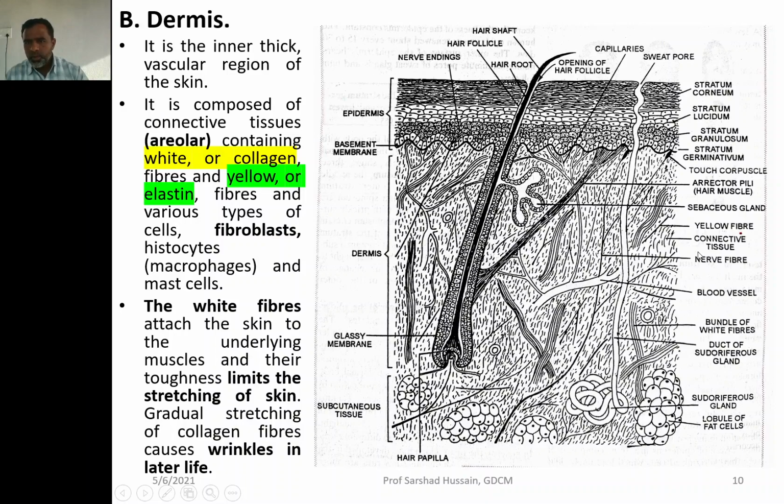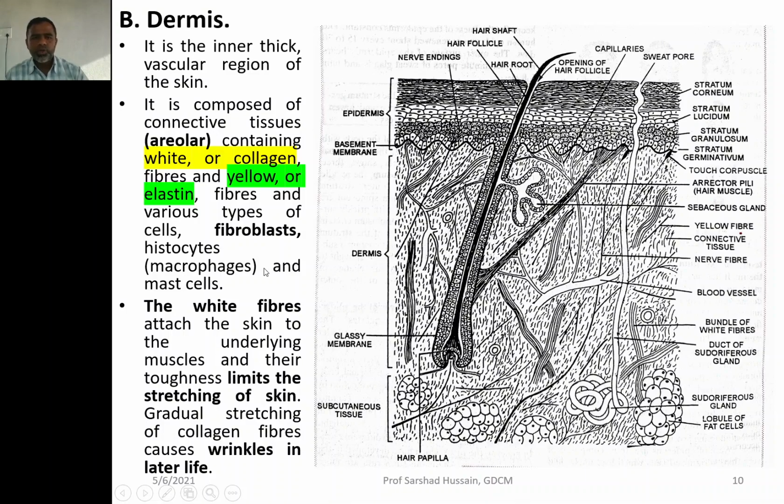It contains the collagen fibers, which are white in color, so called the white fibers. Then you have the yellow or the elastin fibers. You can see these are the yellow or the elastin fibers. These are the bundles of the white fibers or the collagen fibers, and in addition to them they may have some cells.